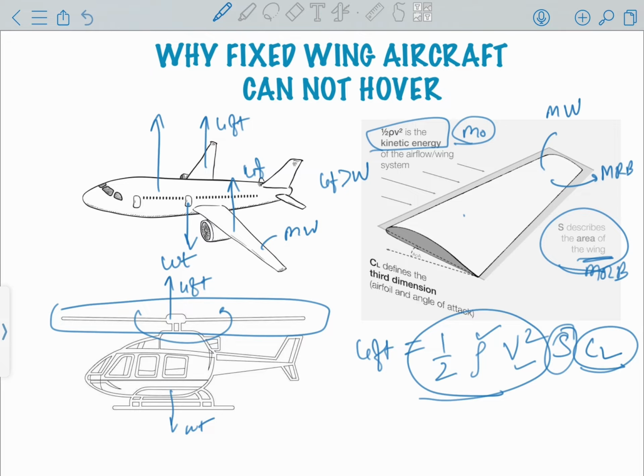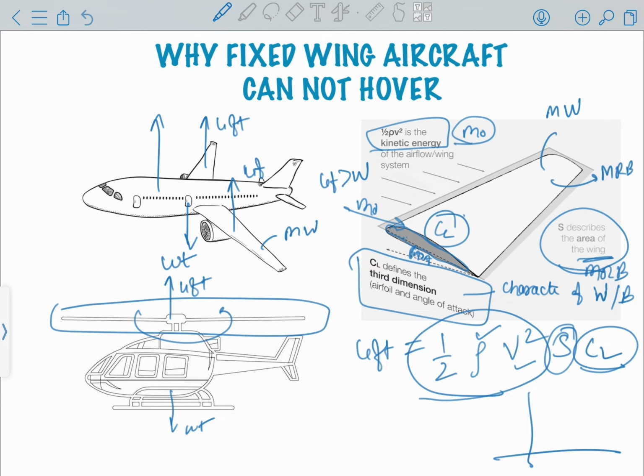CL is a term which I have to explain in a bit of aerodynamics. CL is the coefficient of lift, and this coefficient of lift is the characteristic of the wing or blade. Depending on the attitude, or at what angle of attack this blade or wing is interacting with the mass flow, the value of CL changes. If we go further in depth, there are charts and graphs which give you the value of the coefficient of lift as per the angle of attack, and that's how you calculate the lift.